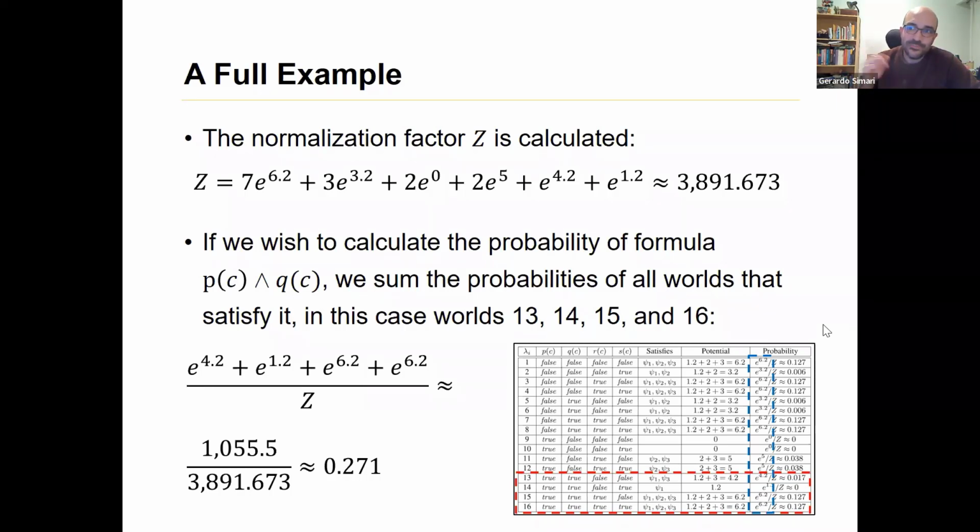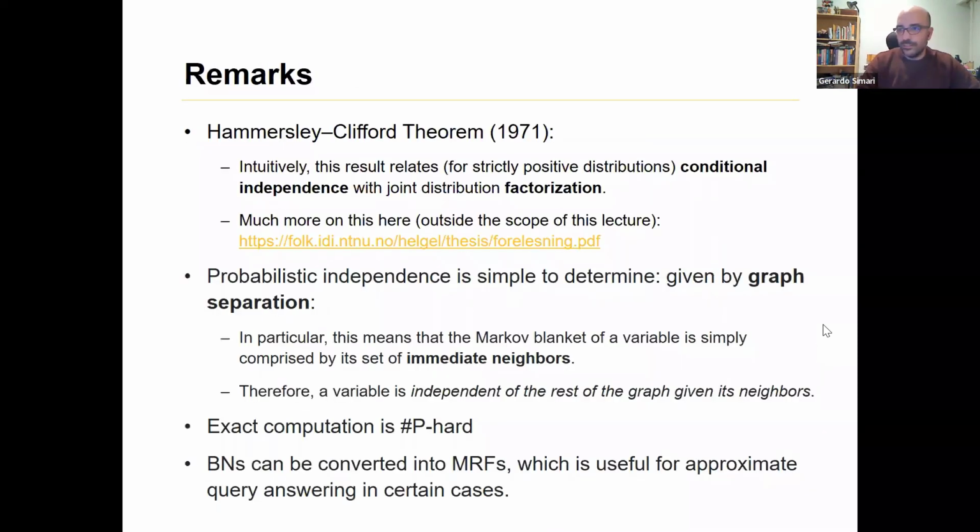And I mentioned briefly in the Bayesian networks section PP, which is the decision version of sharp P, which is just to say, are you above a certain threshold? So are at least 35% of the possible assignments to this formula satisfying assignments, or are they not? That's the decision version of the counting problem, and they're closely related. They're both very, very hard.